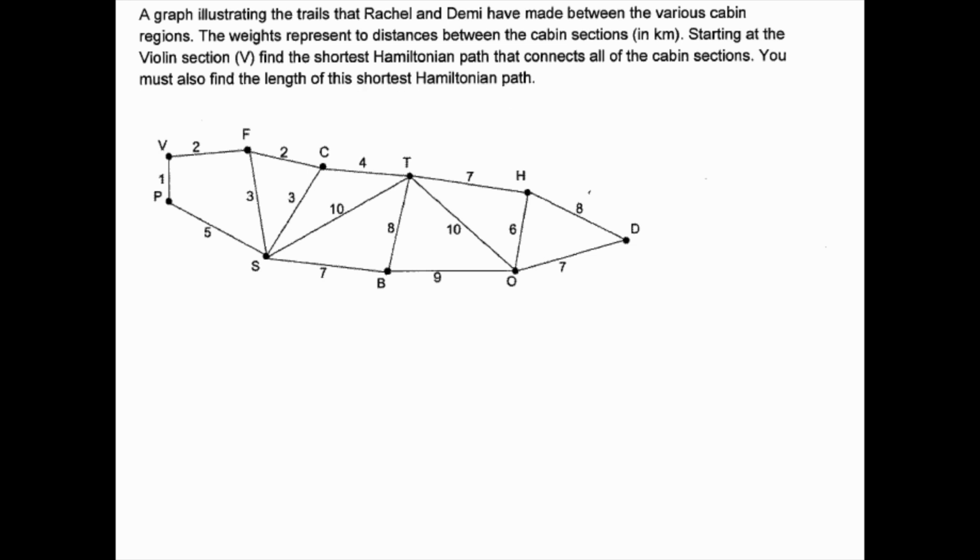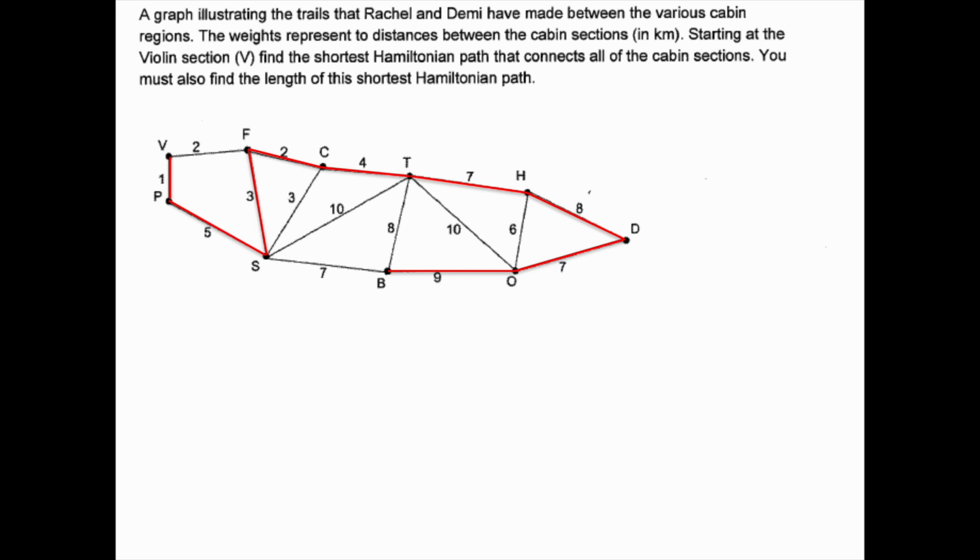We have to find the shortest Hamiltonian path, which means we're trying to get from V to every other place. Hamiltonian, we have to hit every single vertex once. I've stopped there. Did 1, 5, 3, 2, 4, 7, 8, 7, 9, which is 6 plus 3 is 9, 11, 15, plus 7 is 22, plus 8 is 30, 37, plus 9 is 46. This has a weight of 46.